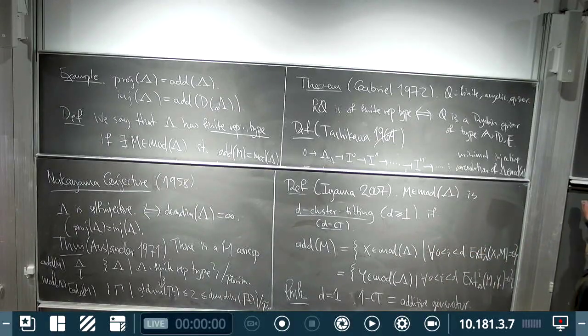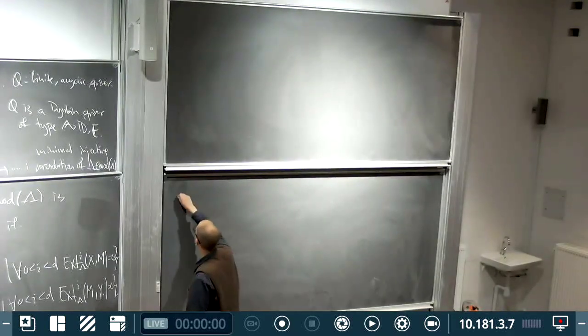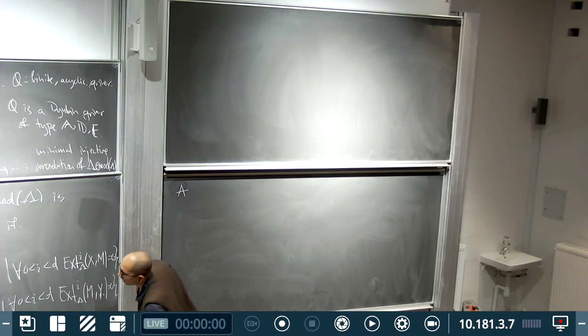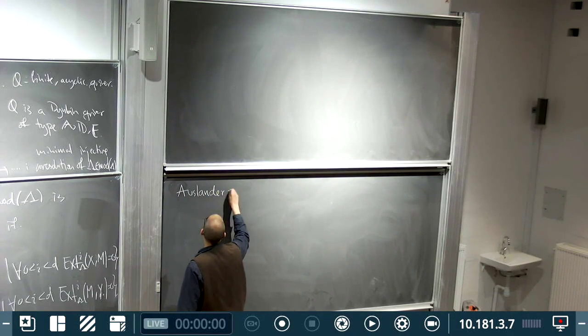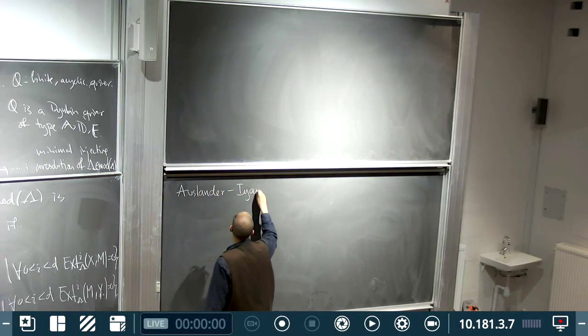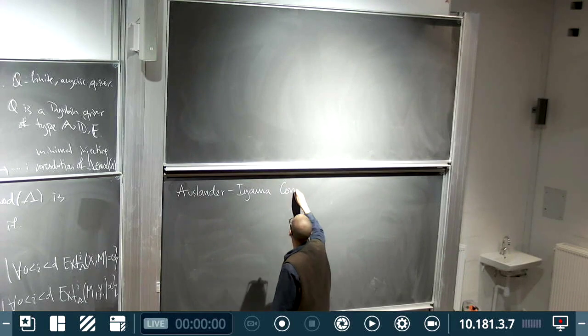So the theorem of Iyama that generalizes Auslander's correspondence, the Auslander correspondence, is what I nowadays like to call the Auslander-Iyama correspondence.